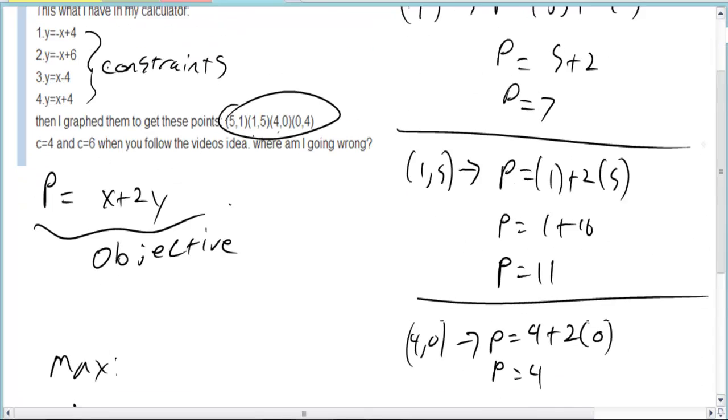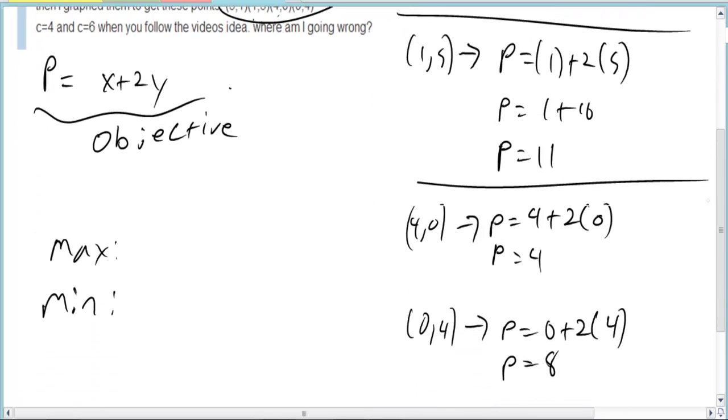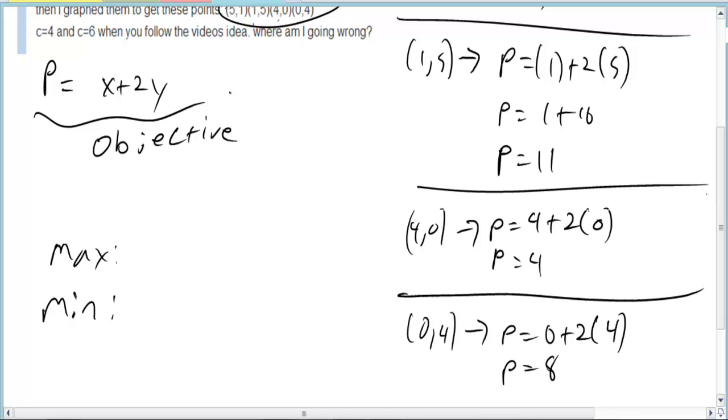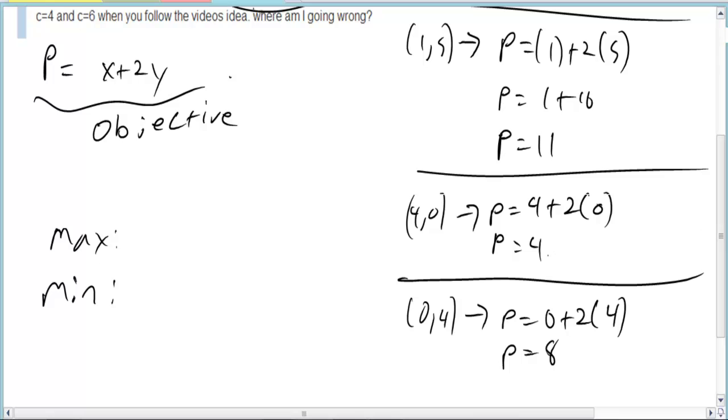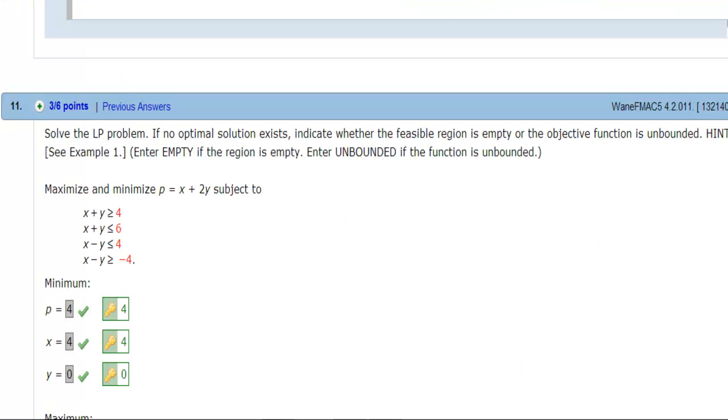Did I try them all? Oh, I'm missing one. Let's see, 1, 2, 3. Oh no, I just didn't draw a line. There we go. P of 8, P of 4, P of 11, and P of 7. So the smallest P would be 4. Therefore, there is our minimum right there. So we have a minimum of 4 at 4, 0. So you can go back and look at your answer. So you can see you had a minimum of 4 at the value of 4, 0.